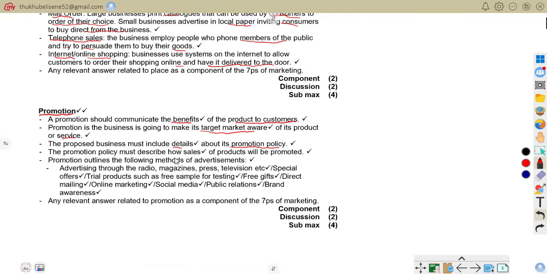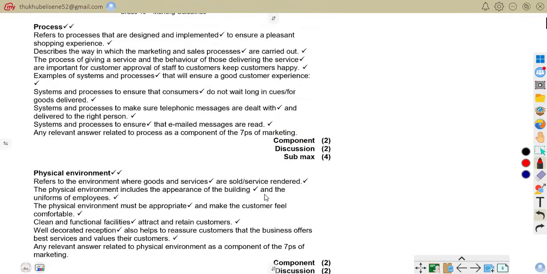The promotion policy must describe how sales of products will be promoted. Promotion outlines the following methods of advertisement: advertising through radio, magazines, press, television, etc. Special offers, trial products such as free samples for testing, free gifts, direct mailing, online marketing, social media, public relations, and brand awareness. So that is that with promotion, and let us move on.